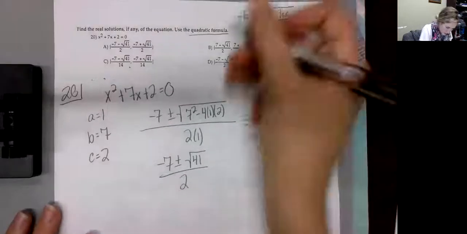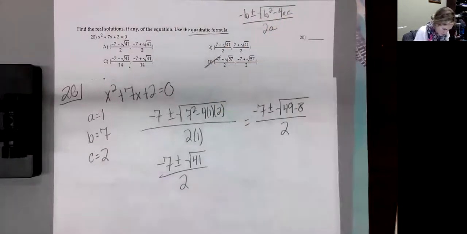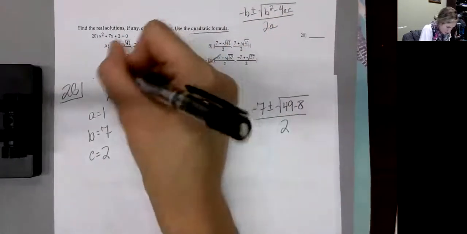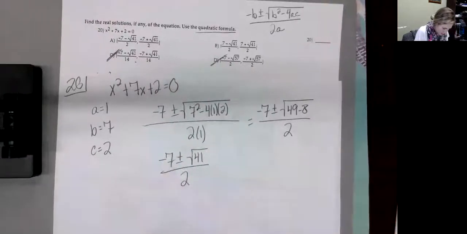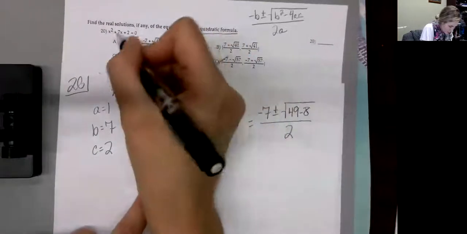And then if we go to check our answers, this one has the square root of 57. That's not it. C has it over 14. That's not it. And then we have a negative out front where that's what's missing on B.